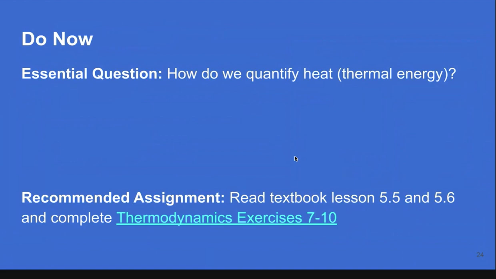Welcome back, and let's move on to the final sections for this week. How do we quantify? So again, quantities using numbers now. How do we measure heat? How do we put a number to it?